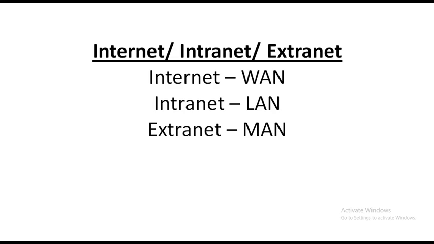So the best example for intranet is our computer lab in our school, because all the systems are interconnected together. That is known as single building LAN. If another interconnected laboratory is there in our CBSE school, and if those two computer laboratories are connected together, that is what is known as multi-building local area network. The best example of intranet is our school computer laboratory. Next one is extranet.